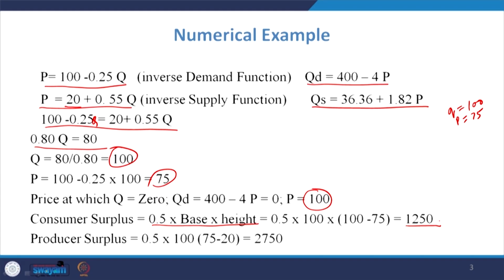Similarly, you can also calculate producer surplus. Producer surplus is 0.5 multiplied by the base, that is the equilibrium level of quantity, 100, then the difference between the minimum price which the producer is willing to accept for the first unit, or 0 unit you can say, and the equilibrium level of price. So, 75 minus 20, equal to 2750. So, this is our producer's surplus.